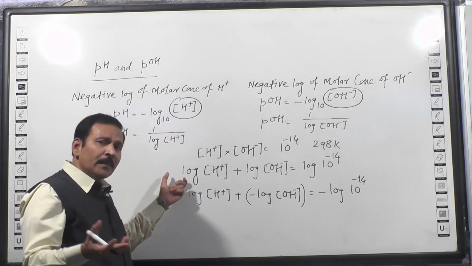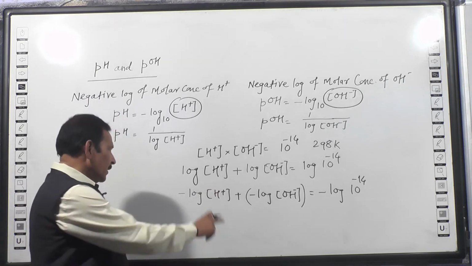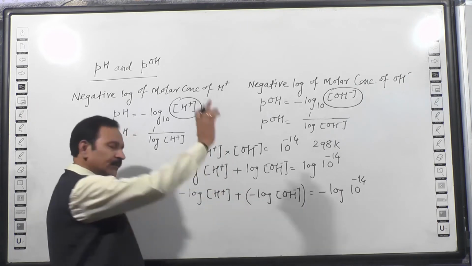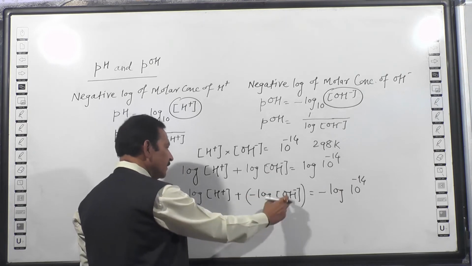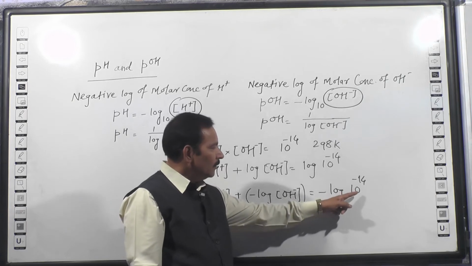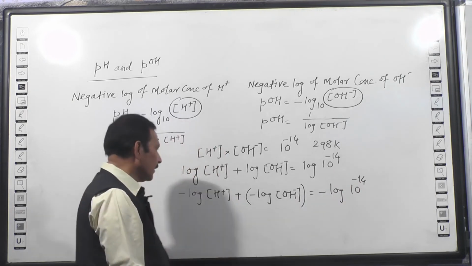Now multiply by minus 1 to all the terms in the equation. It will make no difference. So we'll multiply this by minus: minus log H plus as it is, inside the bracket minus log of OH minus ion concentration, and this is equal to minus log of 10 raised to power minus 14. So we will solve this now.